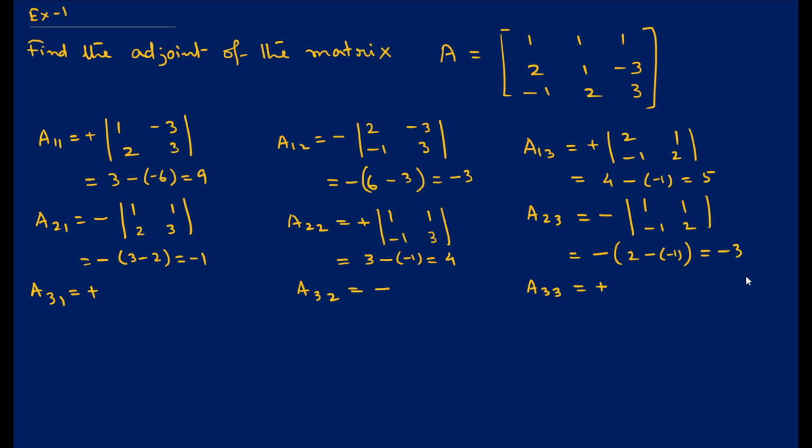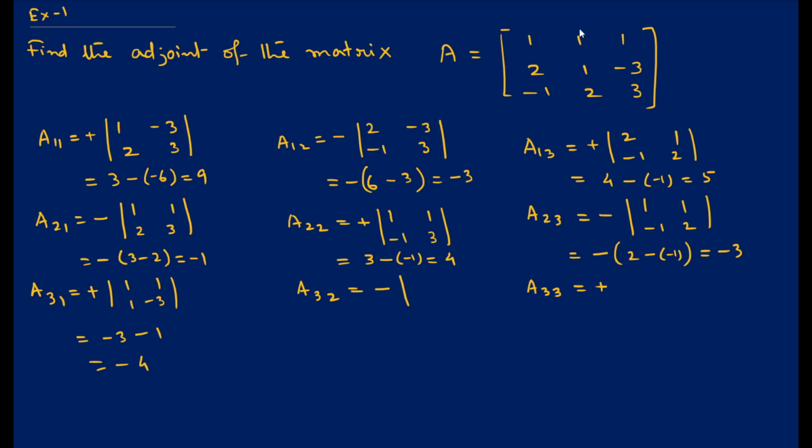Now let us find the last 3. A31. A31 means we are talking about minus 1. So for minus 1 we have to see minus 1 lies in first column and third row. So if we delete first column and third row, what will we get? 1 1 1 and then minus 3. Now let us split it. If we expand the determinant, it's minus 3 then minus 1. So how much is it? Minus 4.